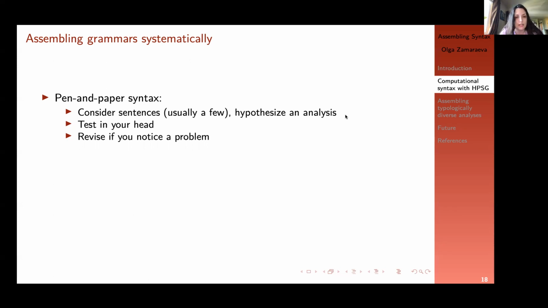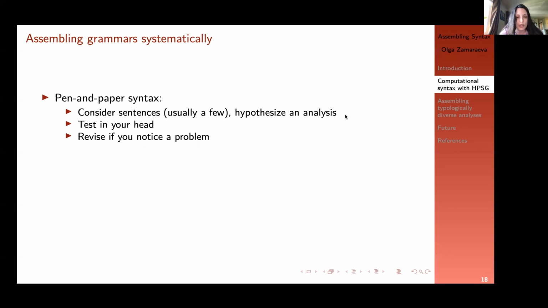And if you notice any kind of problem, such as the grammar fragment that you are envisioning overgenerates or fails to generate a particular grammatical sentence, then you try to revise your hypothesis.